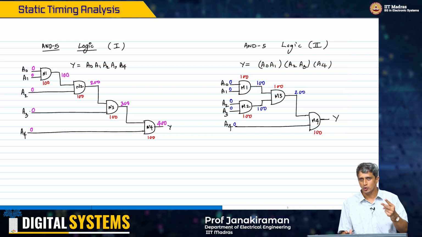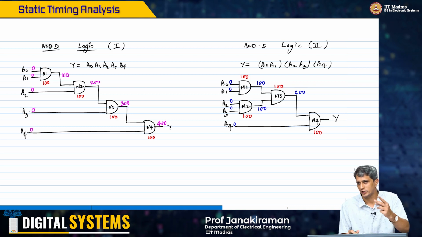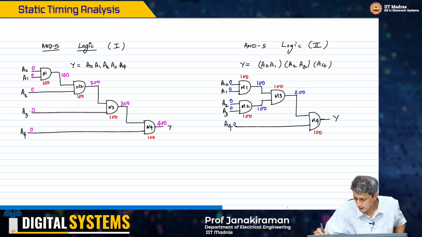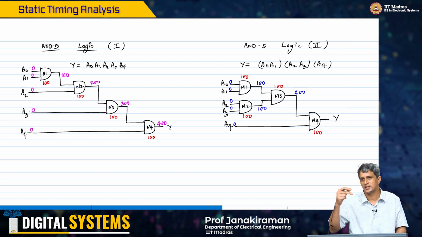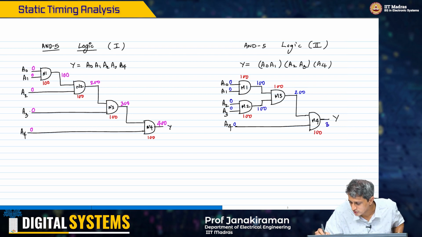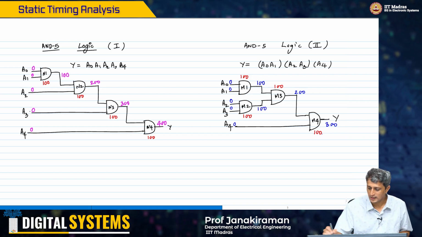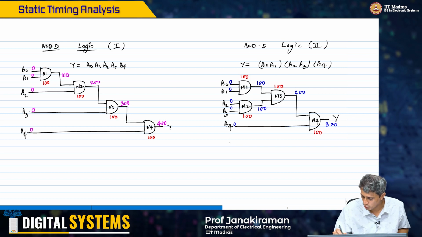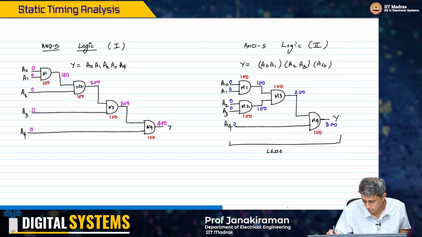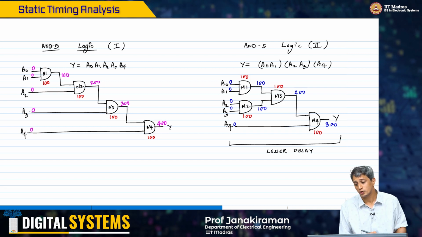Now M4 is seeing two inputs. One is a primary input, because there is an asymmetry in the number of inputs. We have 5 inputs, it's not a power of 2. A4 arrives at 0. The other input arrives at 200, and therefore the output will stabilize at max of 200, 0, which is 200, plus its own delay, which is 300. Clearly you see that implementation 2 has lesser delay, literally by 100 picoseconds.